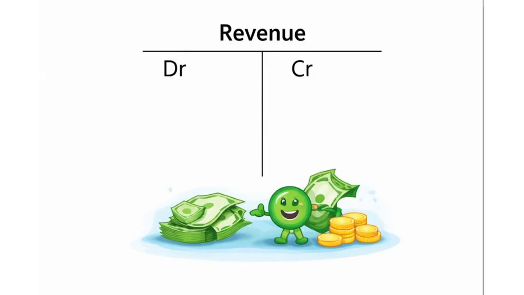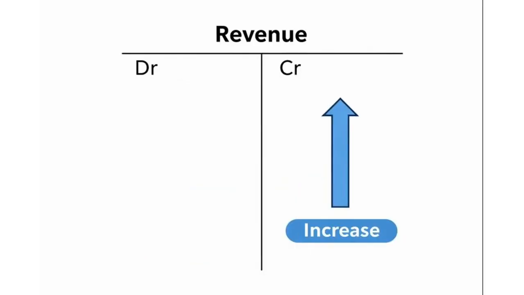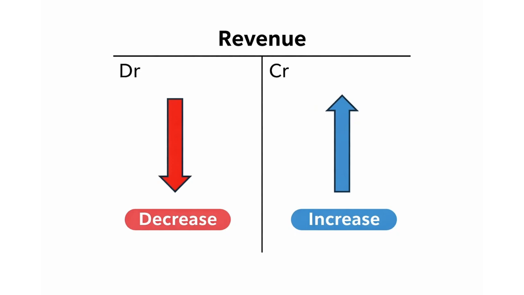Now moving to revenue. Revenue represents the income earned by a business from its normal operations. Examples of revenue include sales revenue, service revenue, consulting income, and fees earned. Revenue shows how much the business earned before expenses are deducted, and it appears on the income statement. For revenue accounts, increases are recorded on the credit side, which is the right side. Decreases are recorded on the debit side, which is the left side. So remember this rule. Revenue increases with credits and decreases with debits.